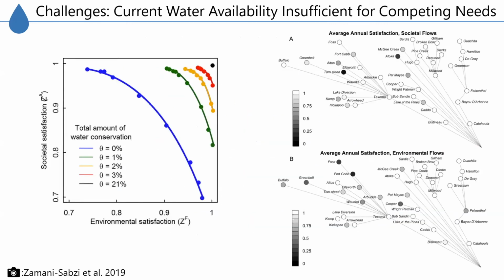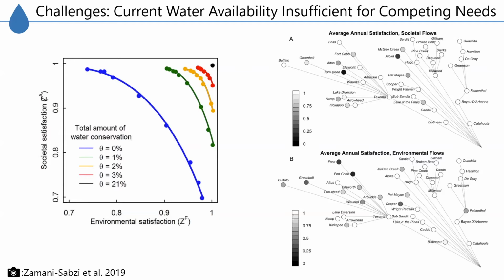Another challenge is that if we look at current water availability, there's currently not enough water to meet societal and environmental water needs. This is some work that came out from a postdoc in my lab last year, Ahmed. This study looked at how satisfied we can make the water for municipal and agricultural needs, and how much we can satisfy environmental flows. So we can look at the trade-off between those two factors.